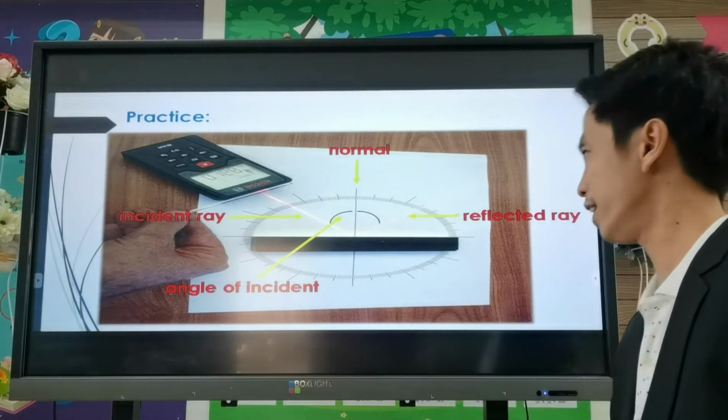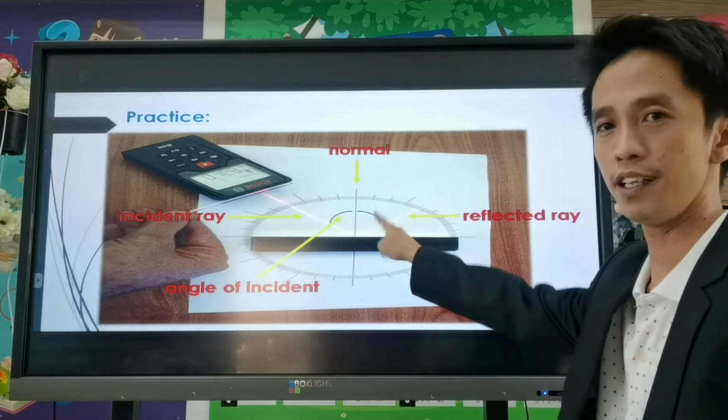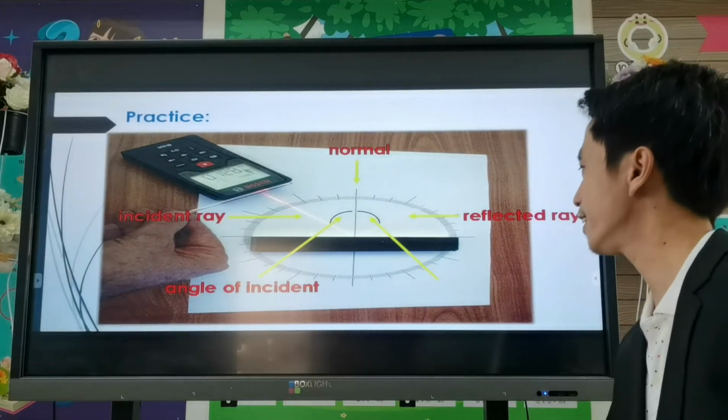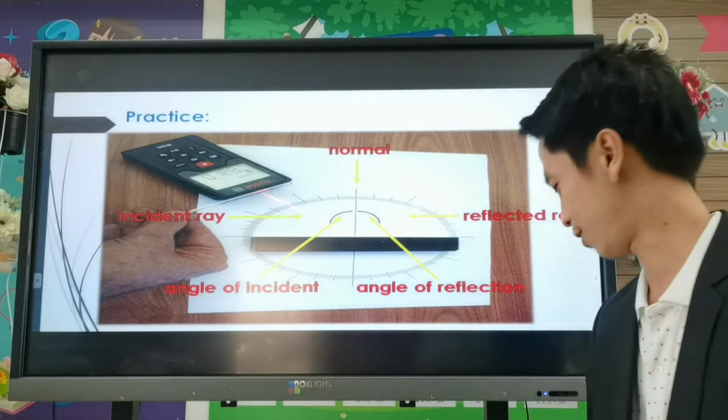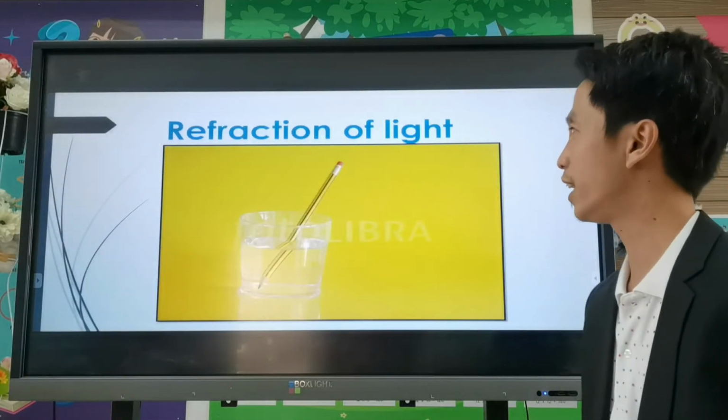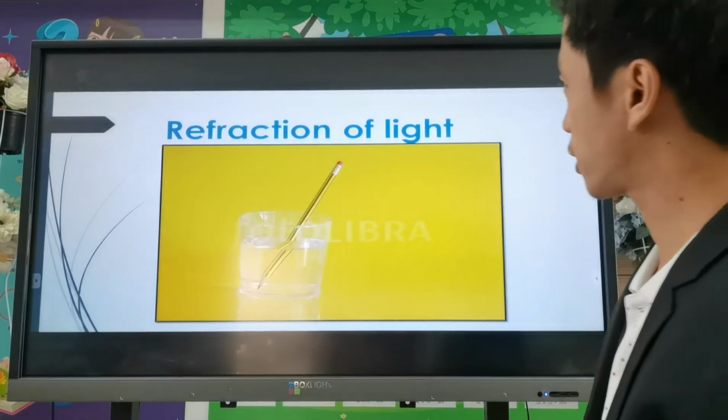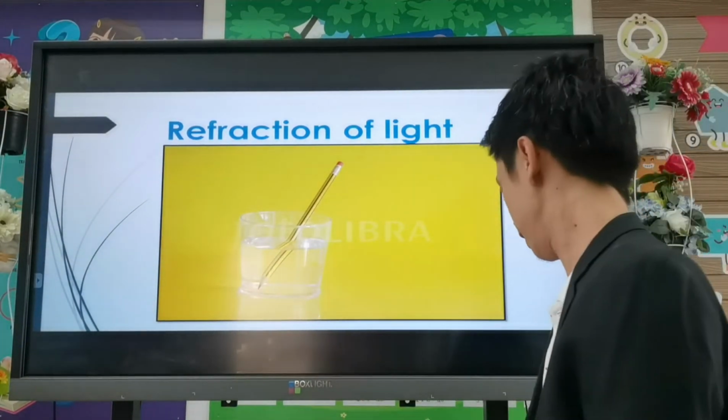The other one is this angle. What do you call this angle? That is the angle of reflection. Alright, very good. Now, let's go to refraction of light.